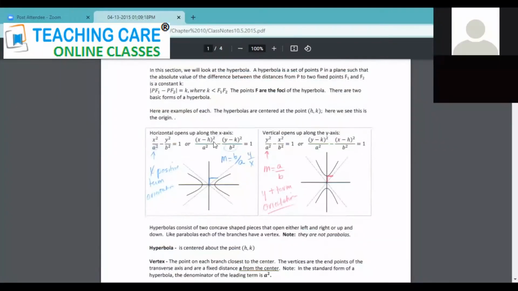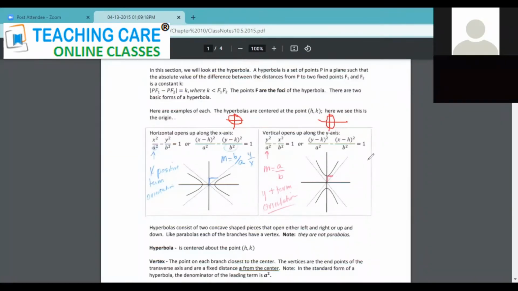Or (x minus h) the whole squared over a squared minus (y minus k) the whole squared over b squared equals 1. When the center is not at the origin, this is the equation of the hyperbola. Whereas when it opens vertically, like when you had it in the ellipse, just compare everything and read so you won't get confused. For the ellipse, it will be like this for horizontal, whereas for vertical, it will look like this. Same way, this is the hyperbola.